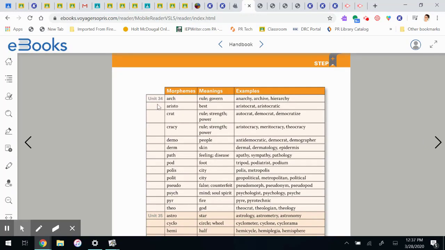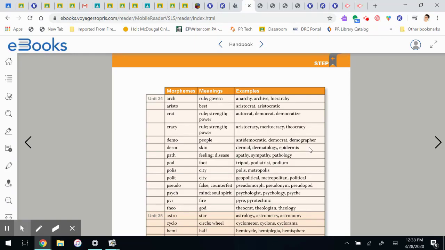The first one is arch. Arch means to rule or to govern. For example, anarchy, archive, or hierarchy. Aristo means best, like aristocrat or aristocratic. Crat shows rule, strength, or power, like an autocrat or a democrat. Demo means people: anti-democratic, democratic, demographer.